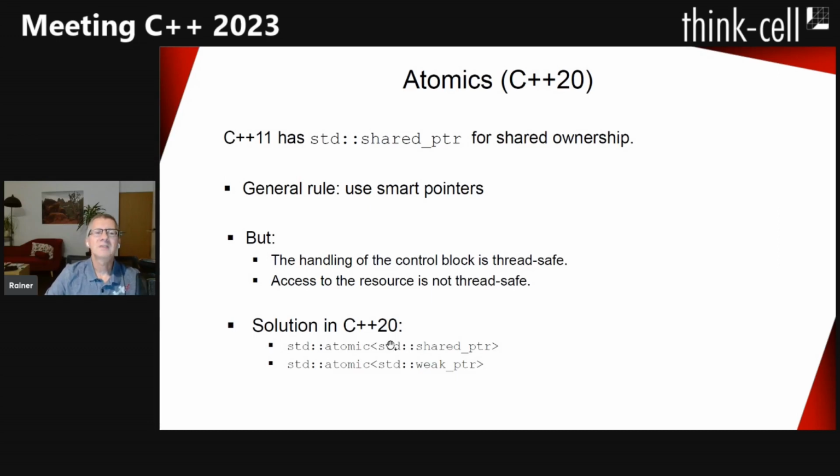And therefore we got with C++20 atomic shared pointer, atomic weak pointer. And to repeat it once more, both of them are currently always implemented with a locking mechanism. They are called atomic, but under the hood they use a locking mechanism, which is fine from the standard's point of view.